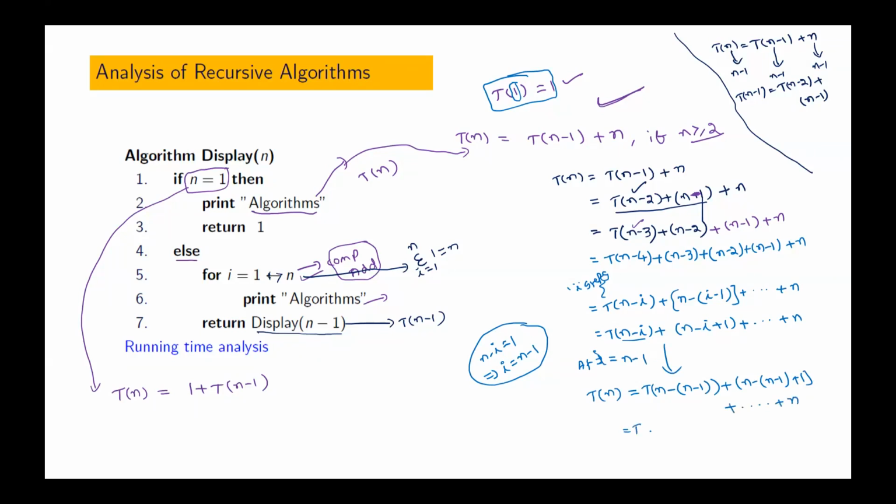What is this? T of 1 plus this value. Can we write it as 2? Is that okay? What is T of 1? Which is the same as the sum of the first n natural numbers, n into n plus 1 by 2. So therefore T of n is n into n plus 1 by 2.